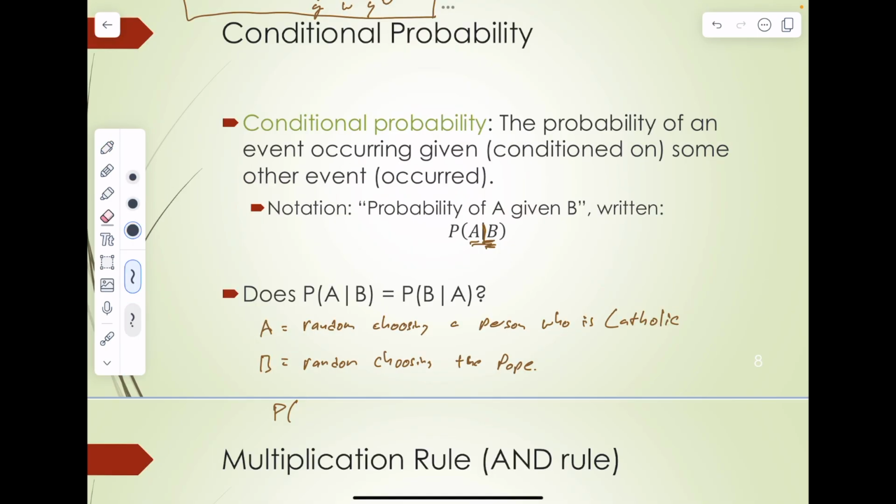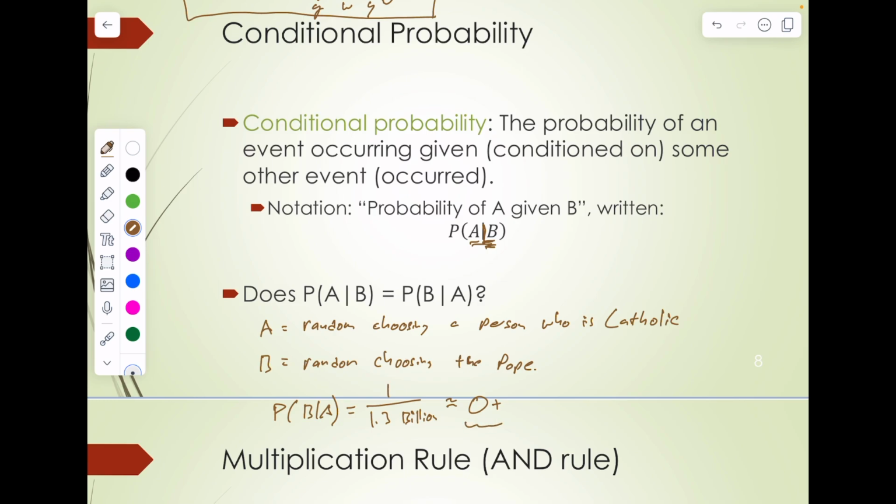Well, let's do probability of B given A. Probability of B given A is what's the probability the randomly chosen person is the Pope, given that person was Catholic? Well, there's about 1.3 billion Catholics in the world, and there's only one Pope, so that would be something like 1 over 1.3 billion, which is effectively 0, or you might write 0 plus. It's not exactly 0, it's not equal to 0, it's 0 and a little bit more.